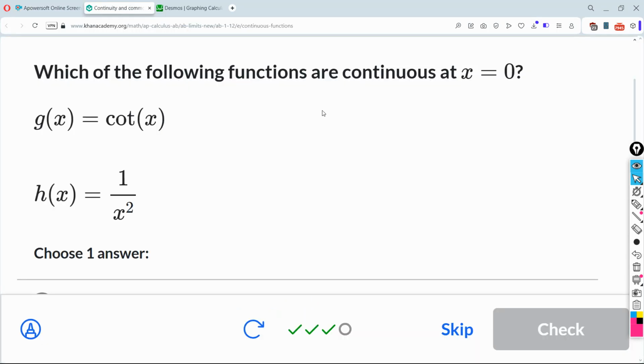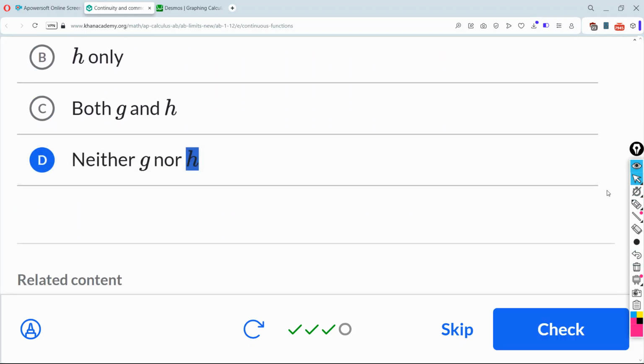All right, which of the functions are continuous at x equals 0? Well, we just tested this one, cotan of x. That's no good. We proved it mathematically and on the graph. How about 1 over x squared? Well, if we plug in x equals 0, we're going to get 1 over 0 squared, which is 1 over 0. That is not defined at x equals 0. That's undefined, so that one is no good either. You can't divide by 0. Neither of them.